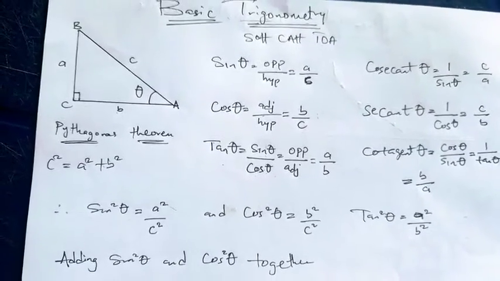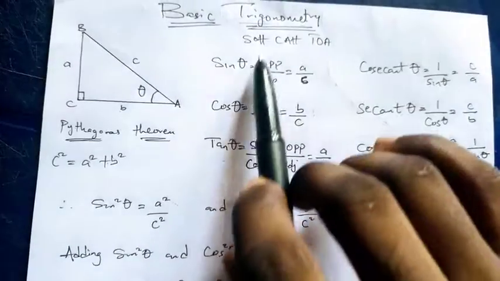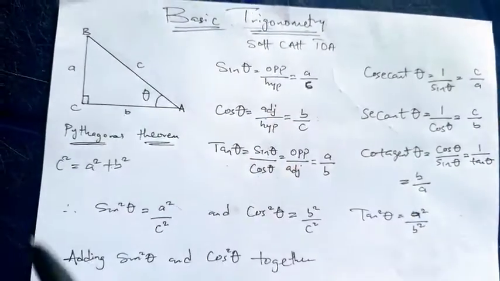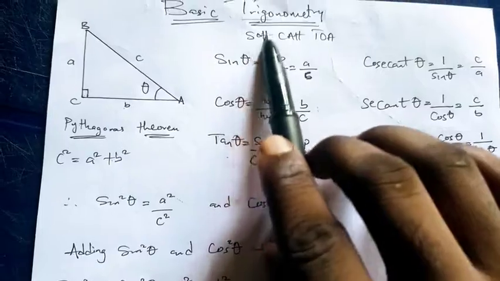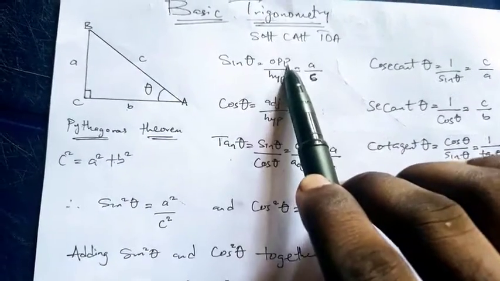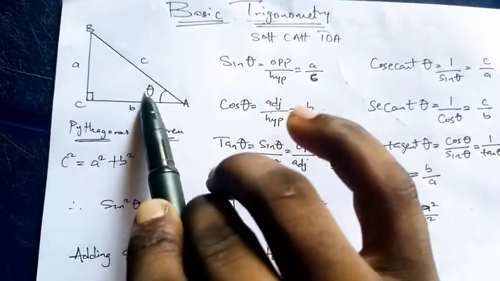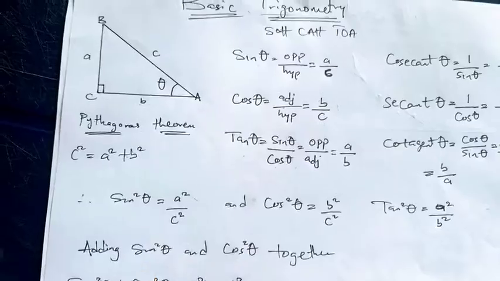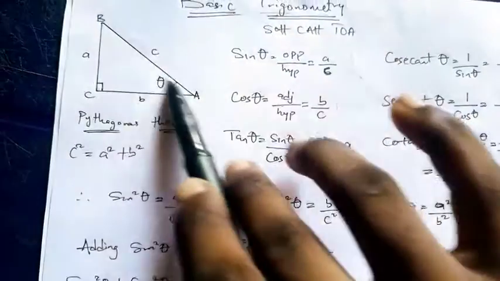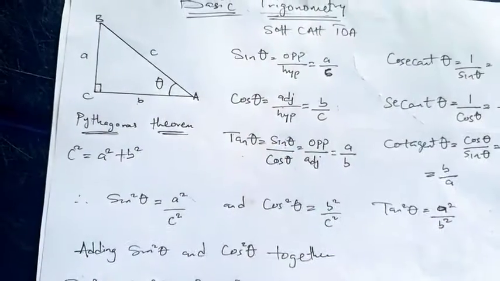And now, first we have to remember SOHCAHTOA, and we are going to use this SOHCAHTOA to evaluate this right angle triangle. Now we know that from here, the sine theta of this angle here is equal to the opposite, which is this side facing the angle here, over the hypotenuse, which is the longest side, and this is given as a over c.